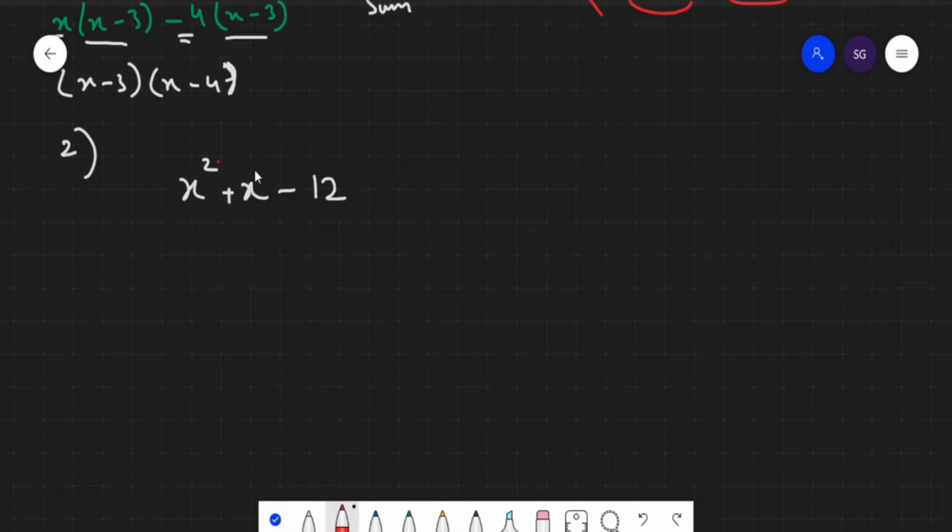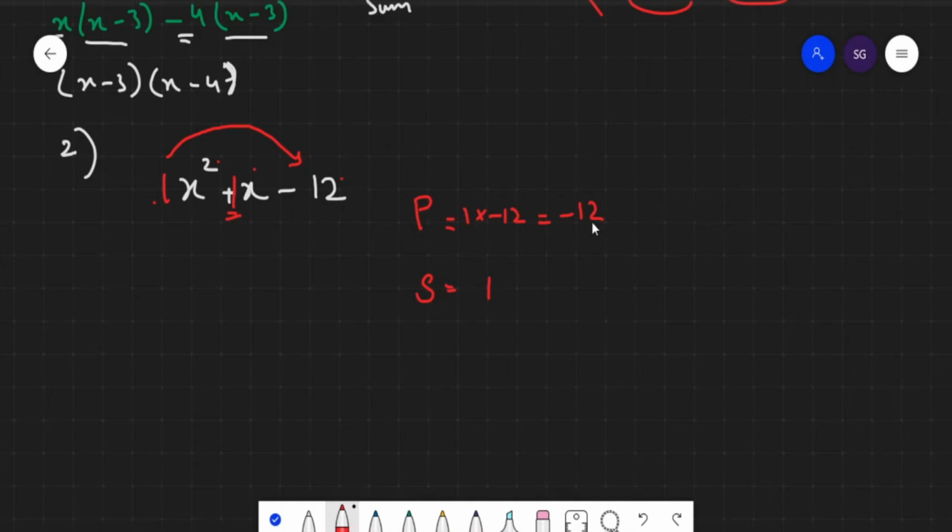It's already rearranged in descending order, so not to worry about the order. Then I have to identify 2 numbers, the product p and the sum s. The product p is the product of the highest and lowest degree term, which is 1 times negative 12. And so the product is negative 12, and the sum is the middle degree term, which is simply 1. I'm just taking the coefficients here. Now what do we do here?